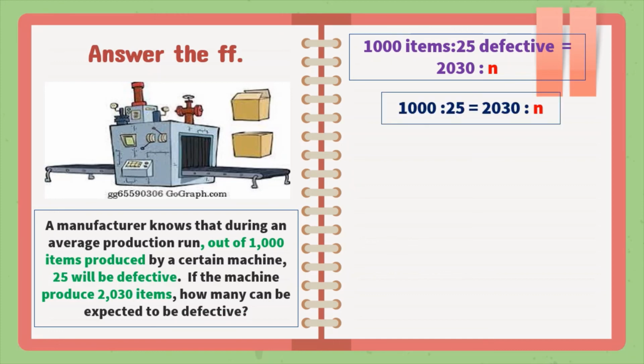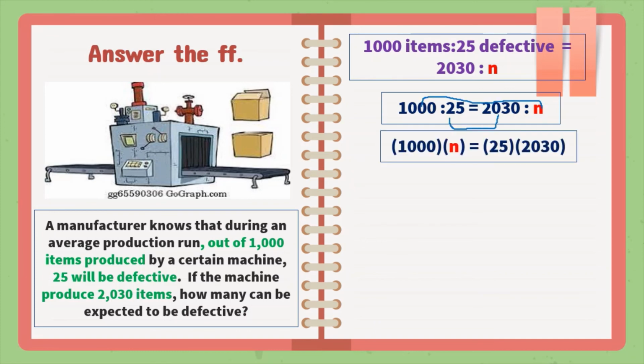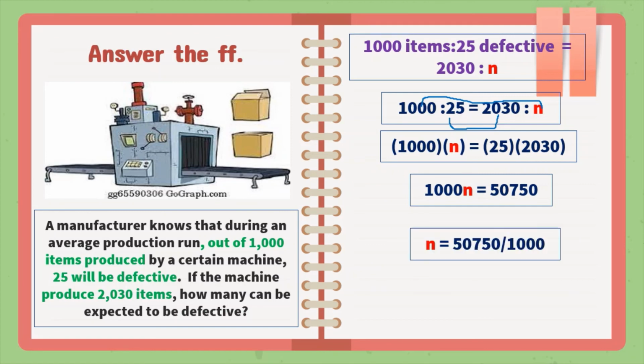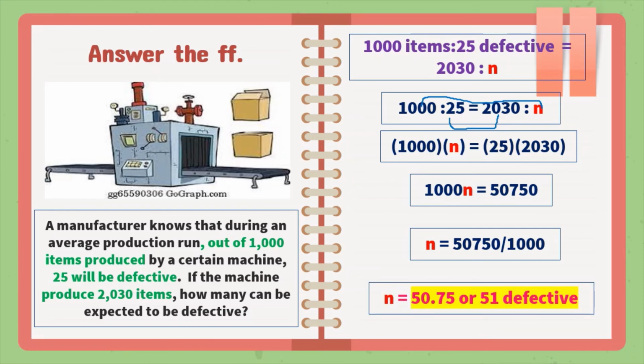So we will multiply the extremes and then the means. 1,000 times N and 25 times 2,030. So 1,000 N is equal to 50,750. We will divide it by 1,000. So 1,000 N divided by 1,000 is N. 50,750 divided by 1,000, that will be 50.75 or 51 defective. So if we produce 2,030 items, we will expect that we have 51 defective.